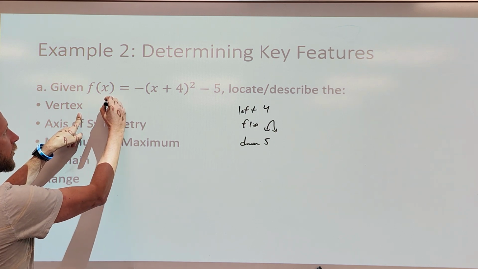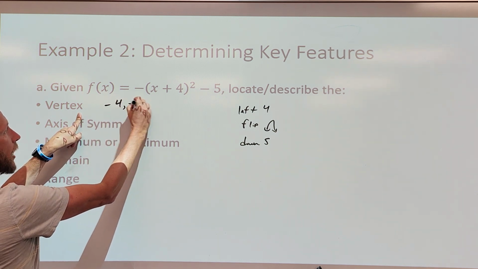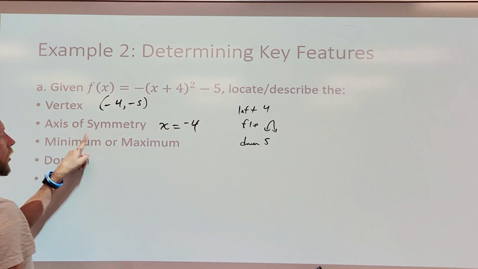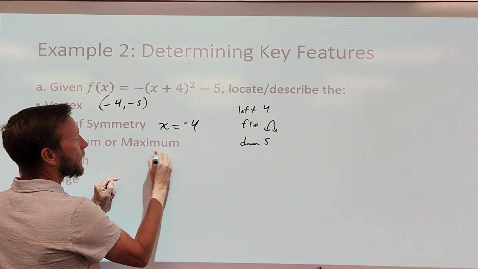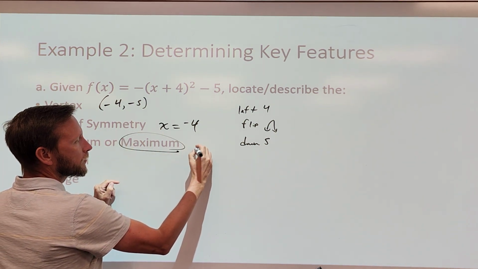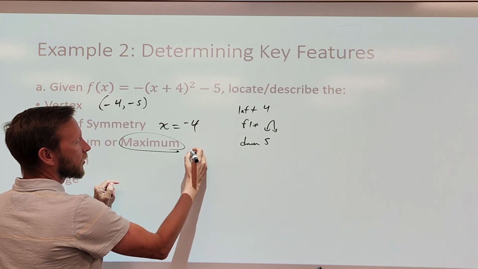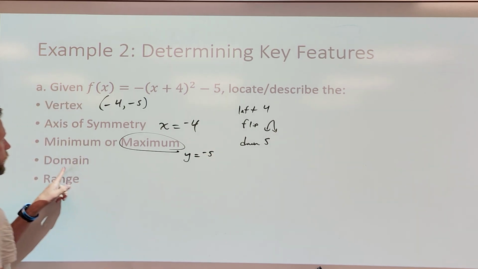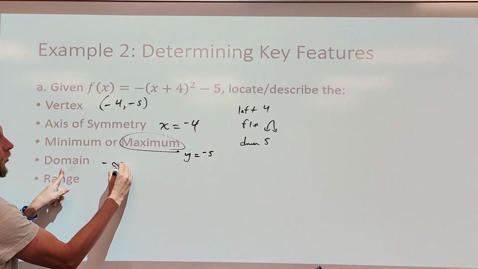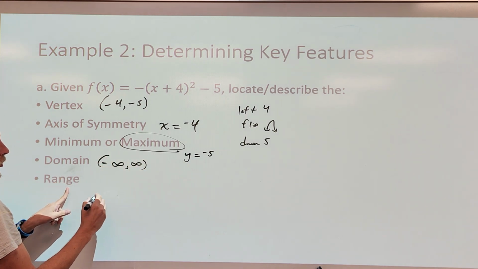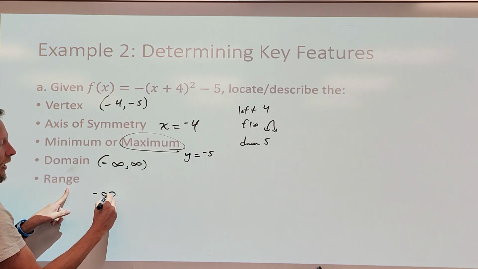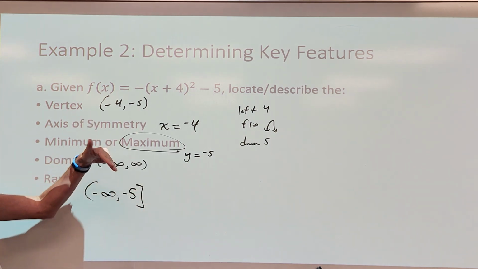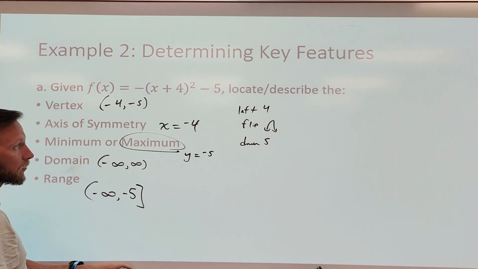The vertex is going to be (h, k). The axis of symmetry is going to be x equals h. The minimum or maximum: this is going to be a maximum at k equal to -5, a maximum at y equals -5. The domain is still all real numbers. But the range, since it opens downward, is going to be from negative infinity up to -5 and includes -5. It does touch the vertex. That's a point on the graph, so that's why we have a bracket there.